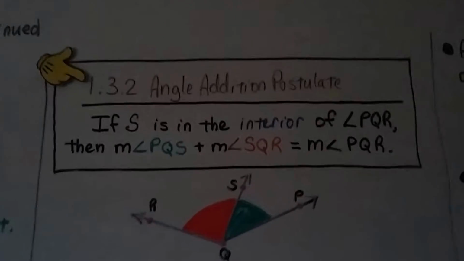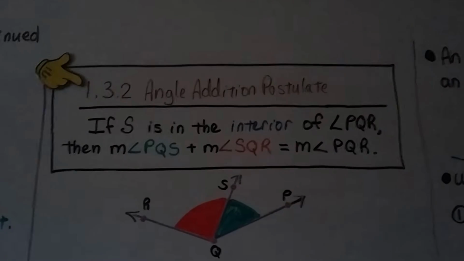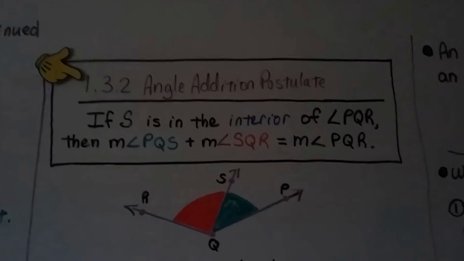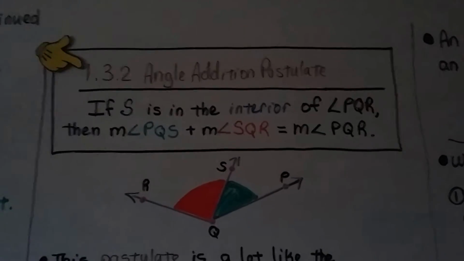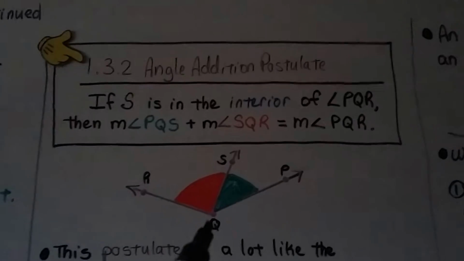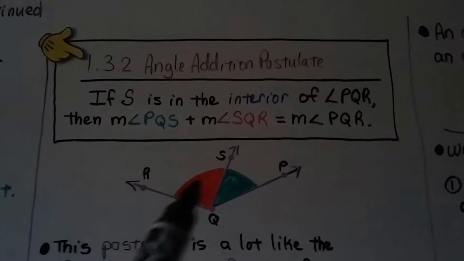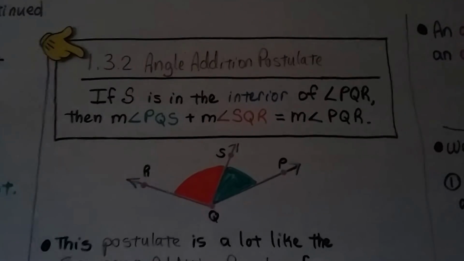I have another postulate for you, and you should be writing these down in your spiral or your notebook because we're going to be using these in proofs in the future. This is the Angle Addition Postulate. If S is in the interior of angle PQR, so let's find PQR. Here's P, here's Q, here's R. So S is in the interior of this big angle, isn't it?